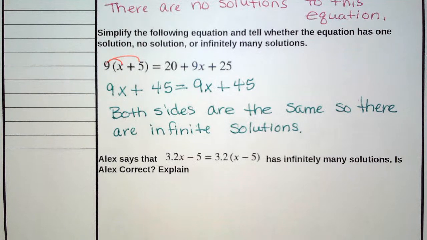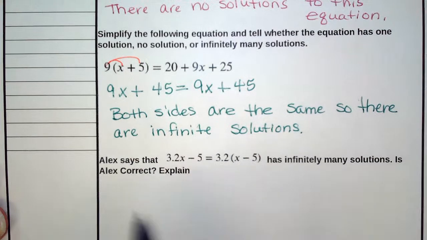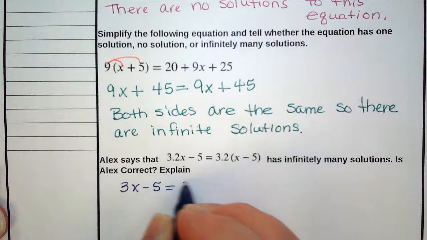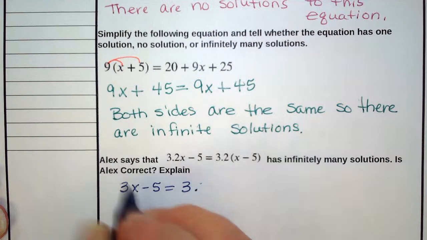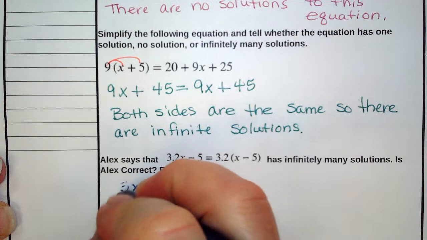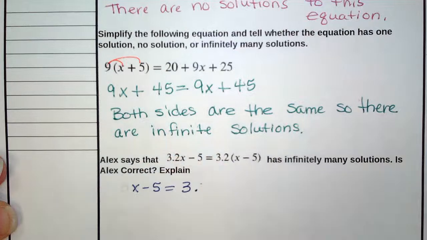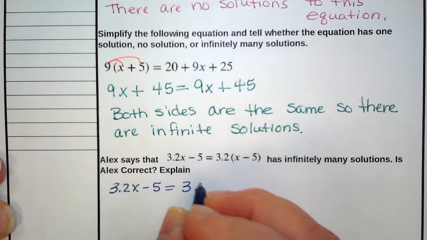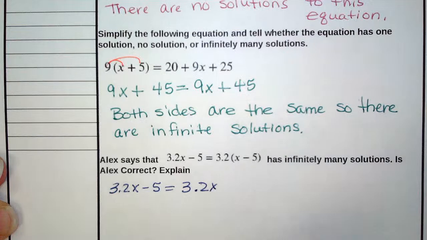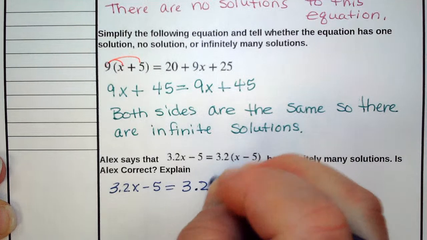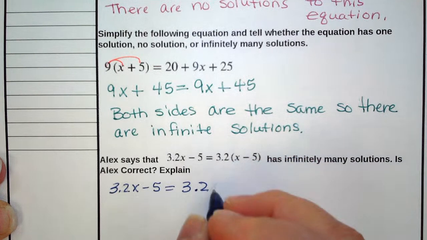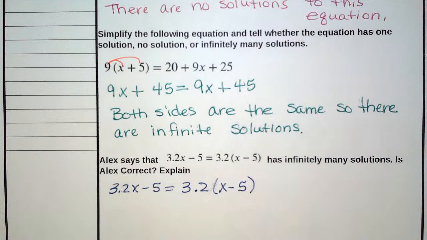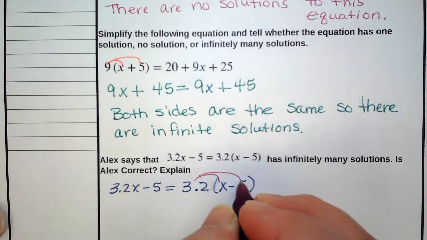I hope you thought about it. I hope you have the answer. So 3.2x minus 5 is equal to 3.2 times the quantity x minus 5. I forgot that point 2, that pesky little thing. And this is in parentheses, so I've got to distribute the 3.2 both times.